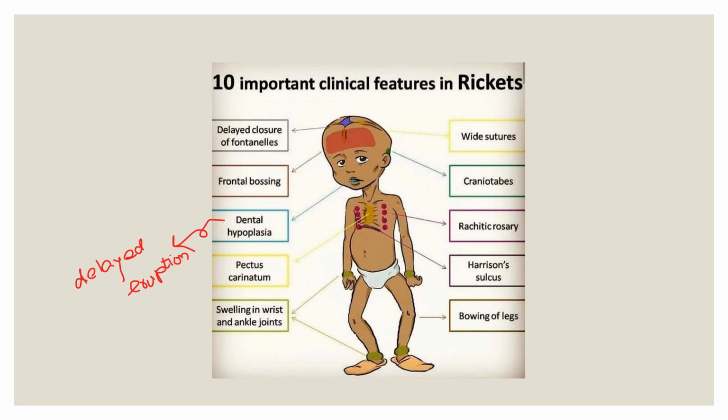These are the 10 important clinical features of rickets. There are wide sutures, delayed closure of fontanelles, frontal bossing, craniotabes or a soft skull bone, rachitic rosary, that is beading of the ribs, dental hypoplasia, also delayed eruption of teeth, pectus carinatum, swelling in the wrist and ankle joint, Harrison sulcus, and bowing of the legs.